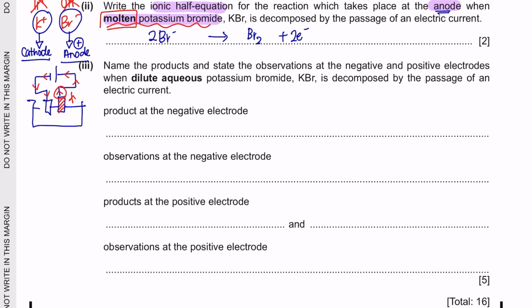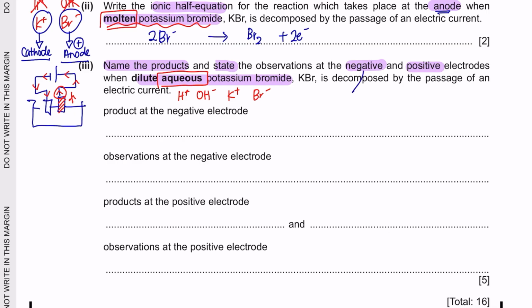Next, part 3. Name the products and state the observations at the negative and positive electrodes when dilute aqueous potassium bromide is decomposed. Okay, now the question changed slightly. Instead of using a molten solution, you are now using an aqueous solution, meaning that the ions present right now would be H+, K+, OH- and Br-.